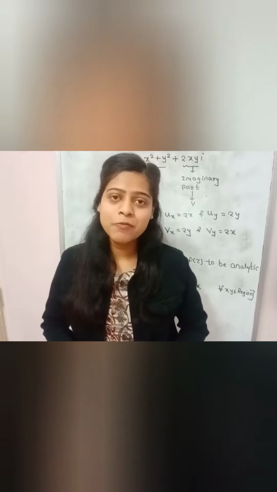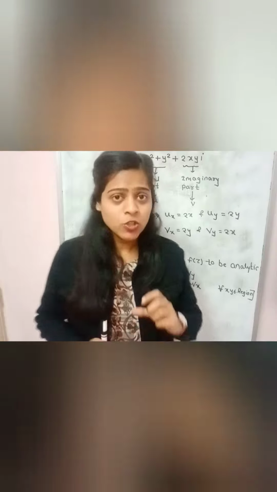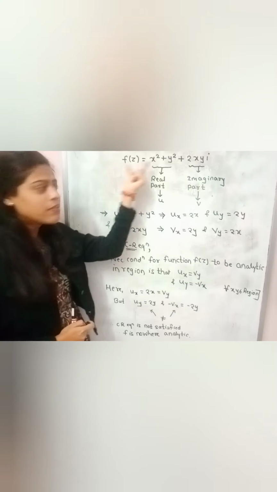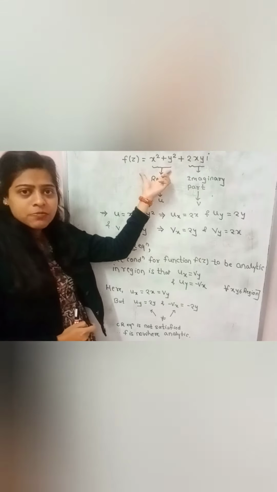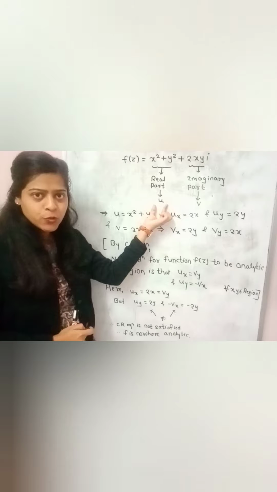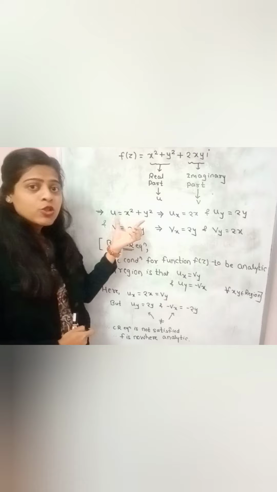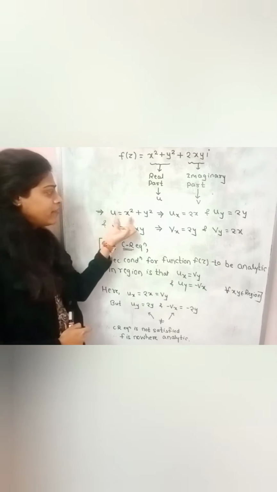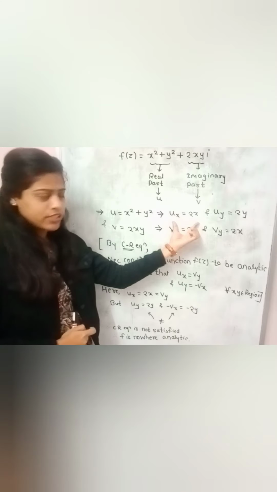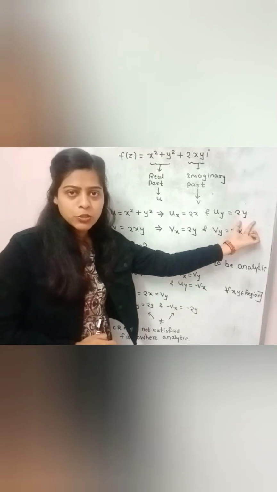This question is from the complex analysis topic and is based on the concept of the CR equation. Before we start the solution, firstly we have to consider the given condition. So the condition is f of z is equal to x square plus y square plus 2xy iota. That is, the first part is the real part and we denote it as u. Similarly, the second part is the imaginary part and we denote it as v. So u is equal to x square plus y square, and when we take its derivative with respect to x, we obviously get 2x, ux is equal to 2x, and the derivative with respect to y gives 2y, that is, uy is equal to 2y.